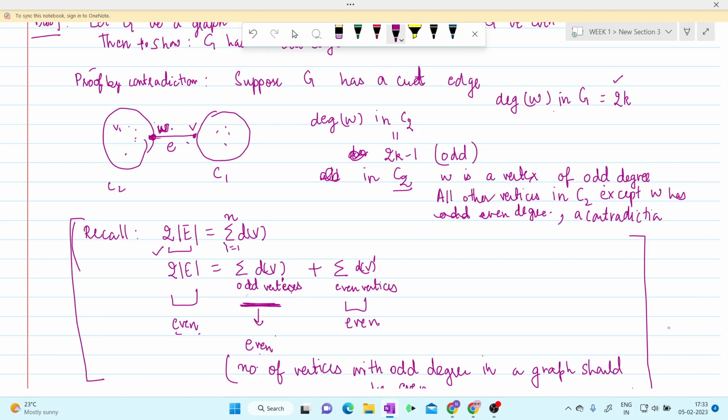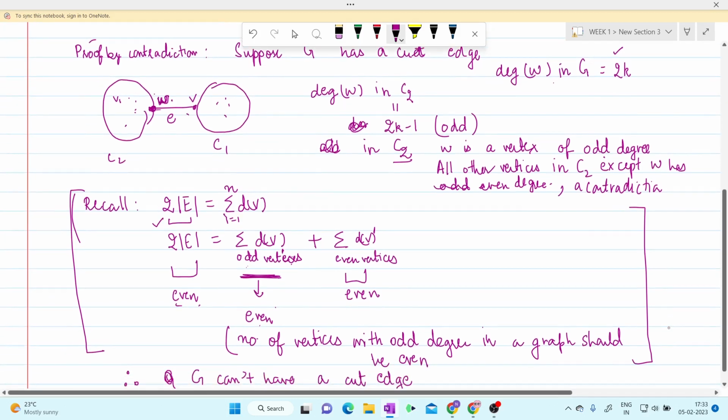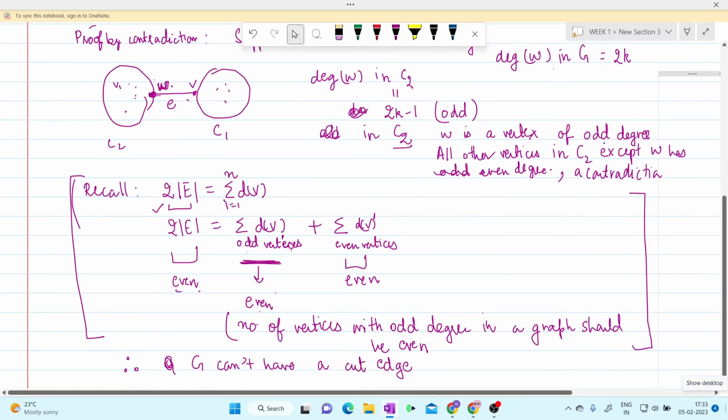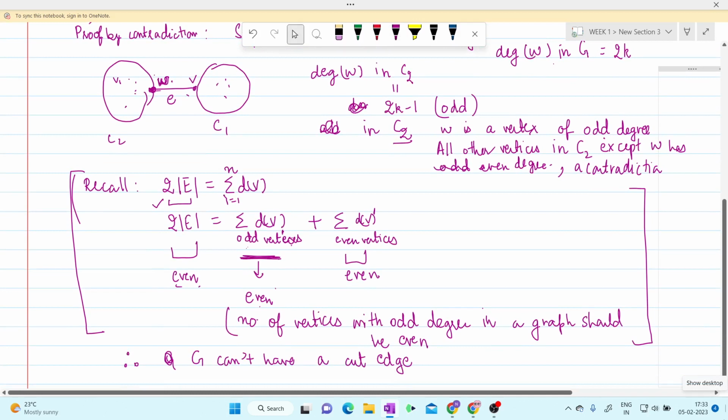Is this clear? In C2 we are not considering the complete graph G. Okay, yes. So now if we consider just the subgraph C2, we are getting one odd vertex and all the rest of the vertices are even. But this can't happen because we know that in a graph the number of vertices with odd degree should be even. So is this question clear to everyone? Can we go on to the next question? Yes, ma'am. Okay.